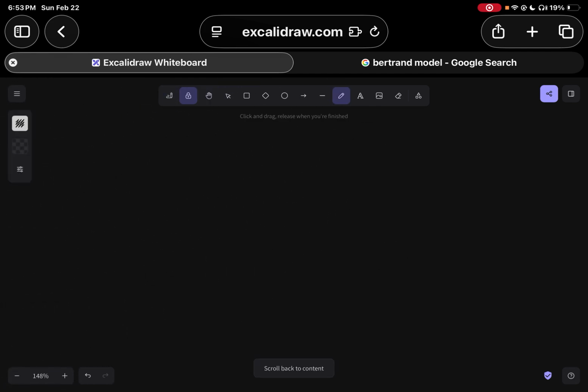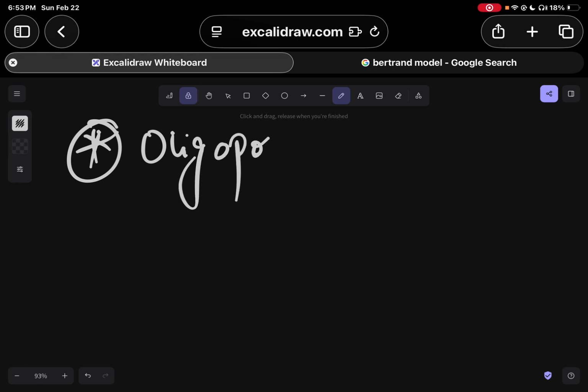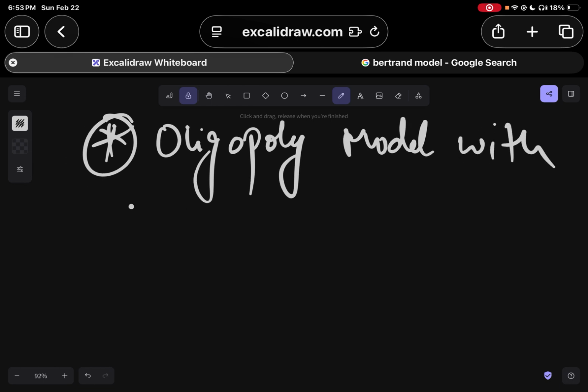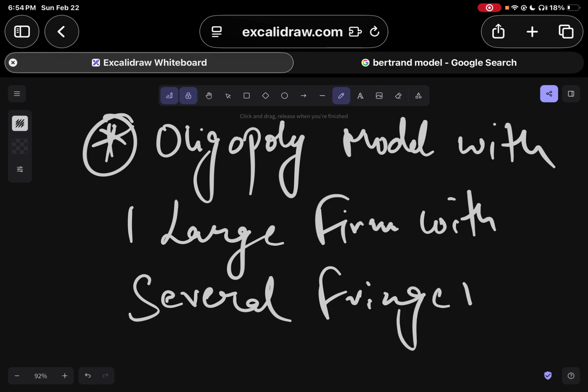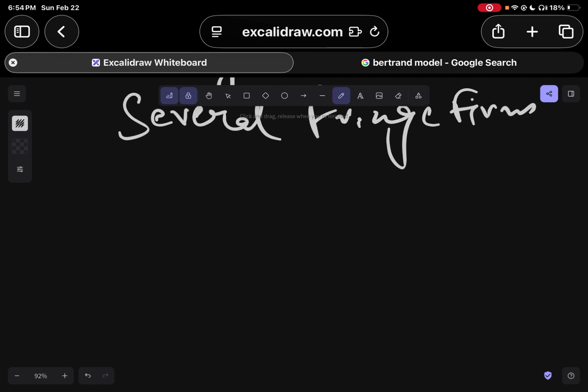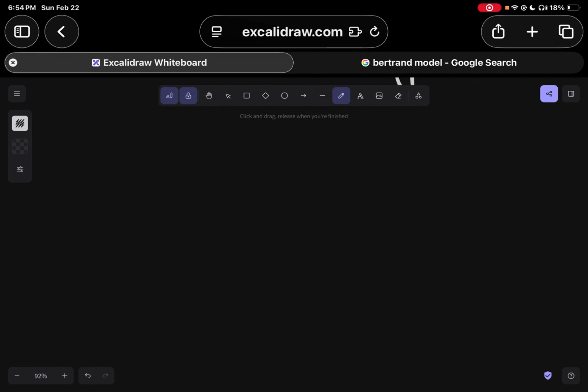Okay. So now we move on to oligopoly models with one large firm with several fringe firms which can observe each other. So the diagram will look like this.